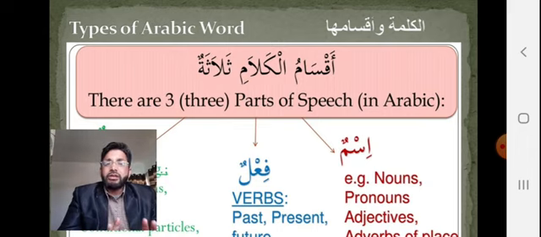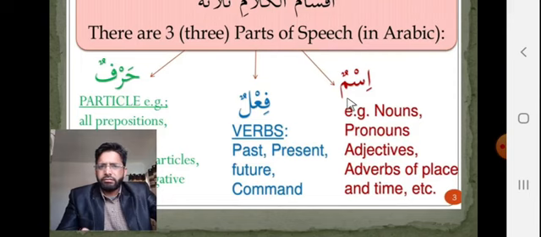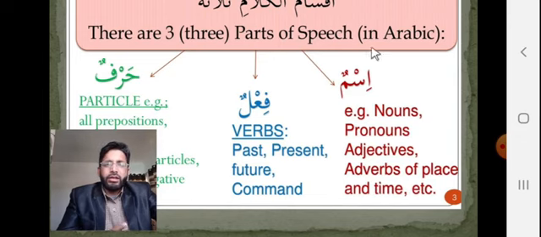So there are three main types of word in Arabic. You can also say there are three parts of speech in Arabic. Number one is ism. Ism simply means name. And in this category, you have nouns, pronouns, adjectives, and adverbs of place and time, zarf zaman wa zarf makan. So this is the first kind of a kalam or kalima in Arabic, and that is ism.